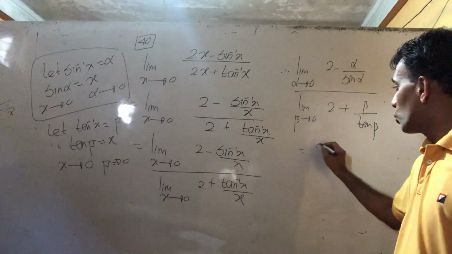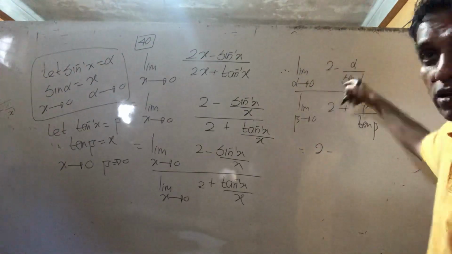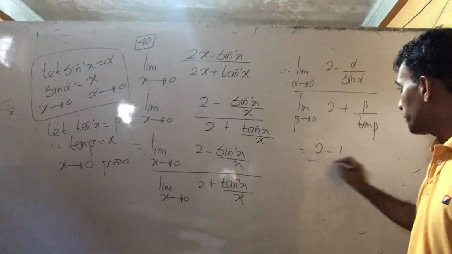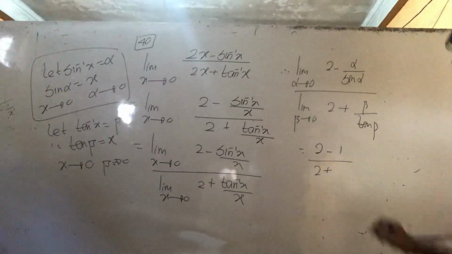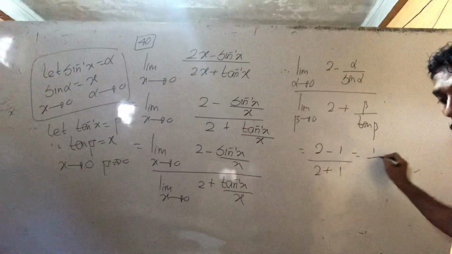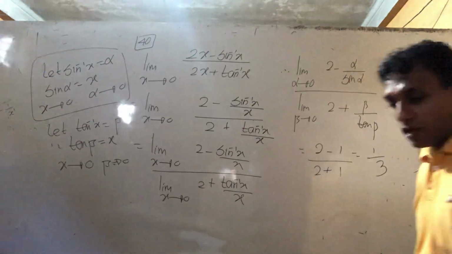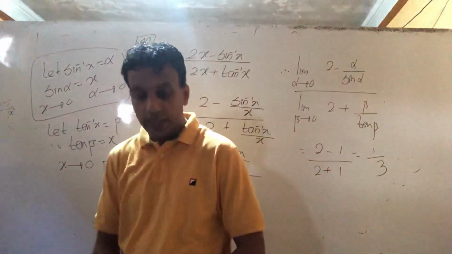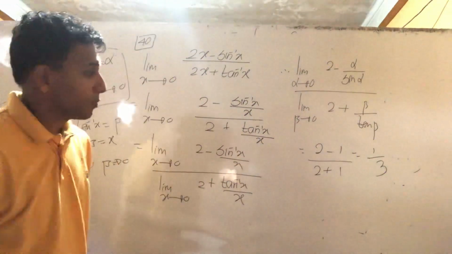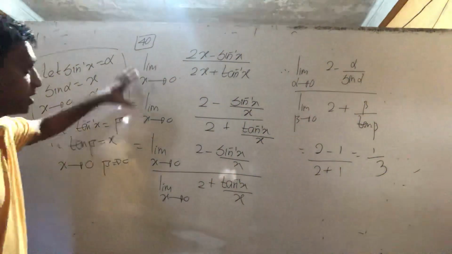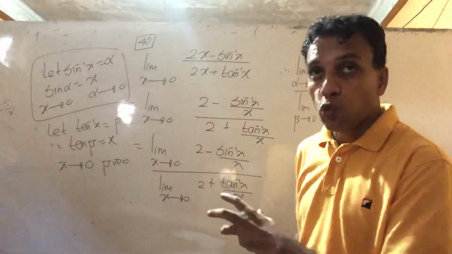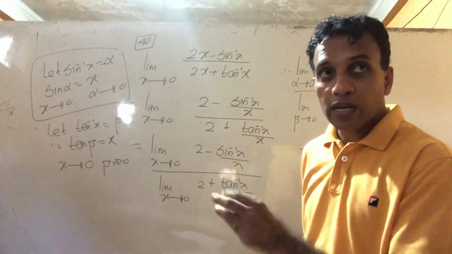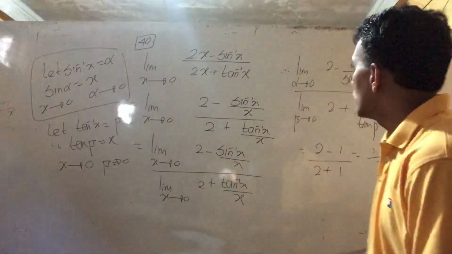Then we can use the result as I mentioned in the previous question. 2 minus the sine alpha over alpha pattern, answer is 1. 2 plus the tan beta over beta pattern, answer is 1. Therefore 1 over 3. Check that. Answer is 1 over 3. Okay, that's the problem. I clearly showed it from the first principle method. Everything has a rule. You apply the rule clearly, then only you get full marks.